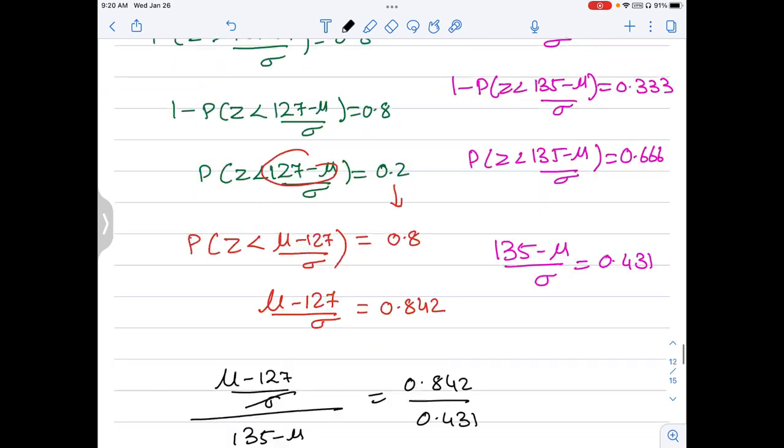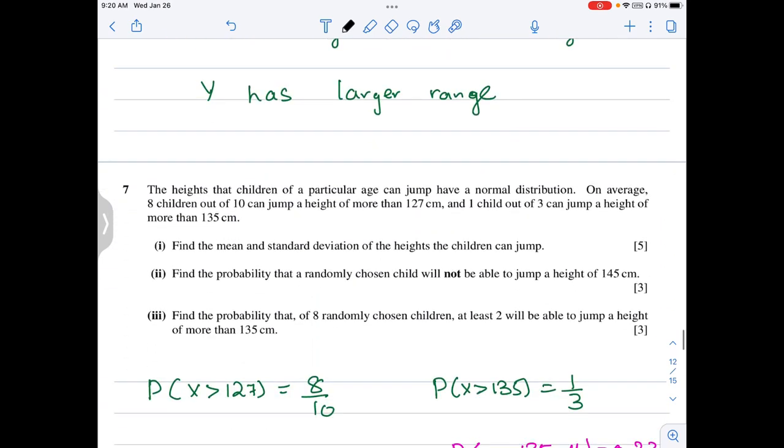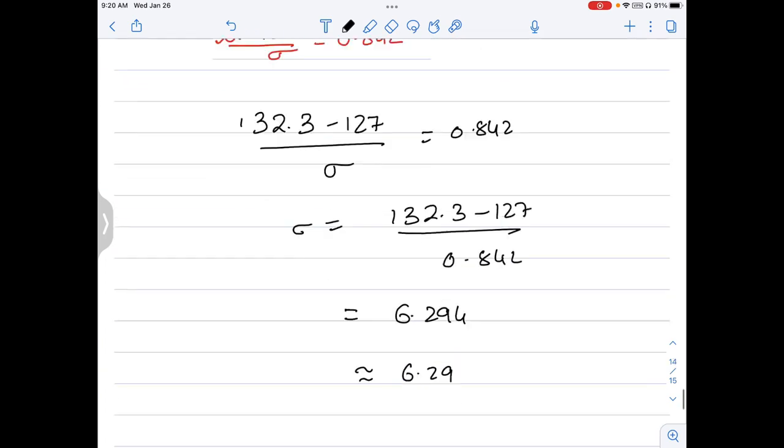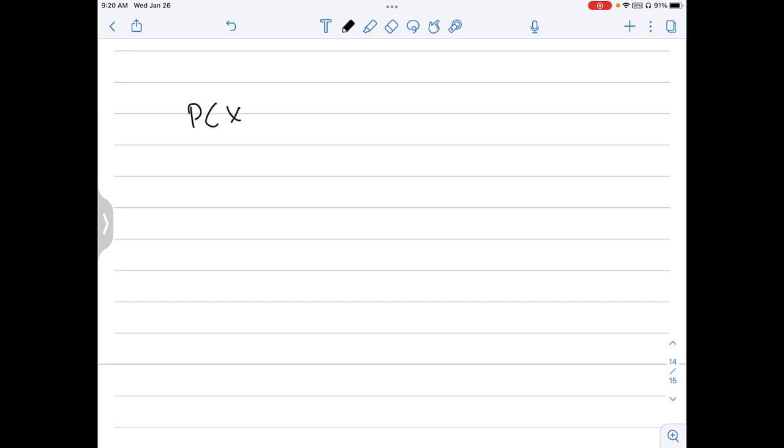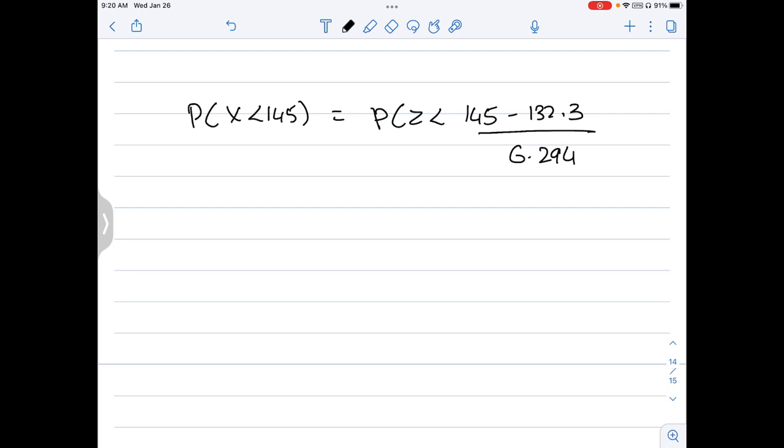Now to the last two parts of the question. Find the probability that a randomly chosen child will not be able to jump a height of 145. So P(X < 145) has to be taken. So P(Z < (145 minus 132.3)/6.294). Simplify this one, this should be giving you 2.023. Then from the table, this value is 0.978.